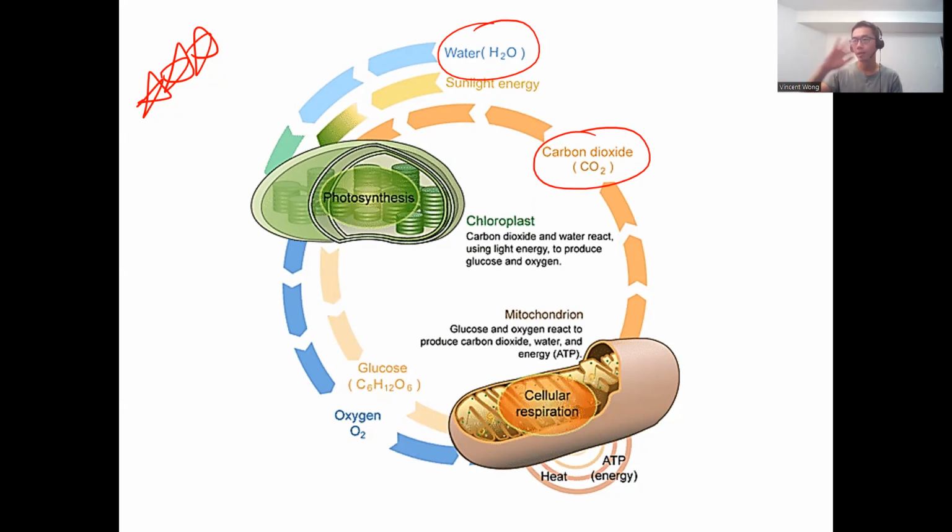Okay. So let me say that one more time. The reactants are the ingredients, right? The reactants of the chloroplasts, which are carbon dioxide and water, are the products of cellular respiration. And then vice versa. The reactants of cellular respiration are the products of photosynthesis.